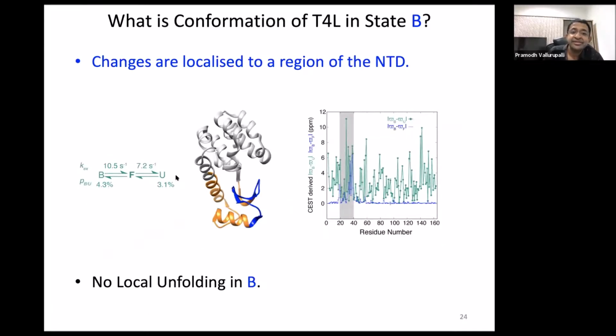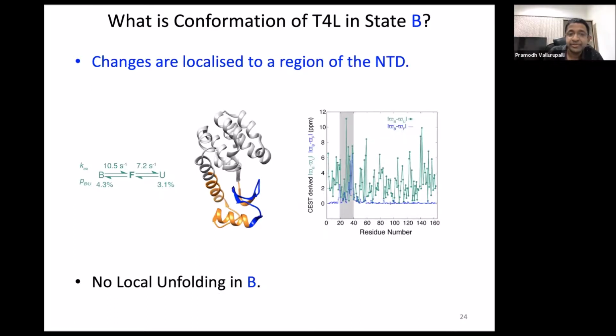So then this brought us to the question of what is the conformation of T4 lysozyme in state B. We know that the changes are localized to this region of the N-terminal domain, and state B exchanges with F at the same rate at which state U exchanges with F. So we thought maybe it's locally unfolded. But when we compared the chemical shifts of state B with what we expect upon unfolding, there was no correlation. So this told us that there is no local unfolding in B.